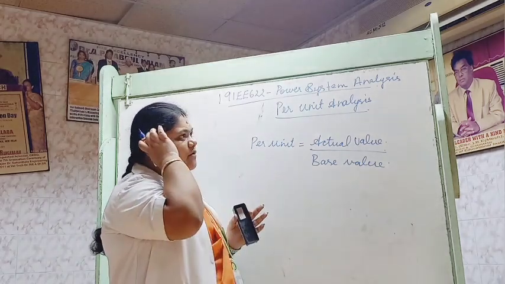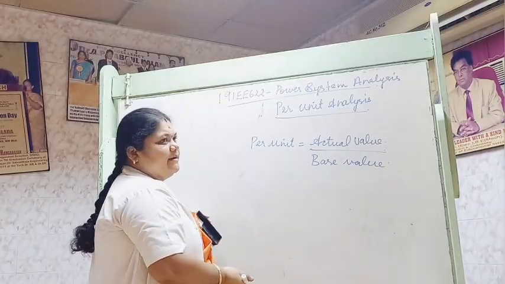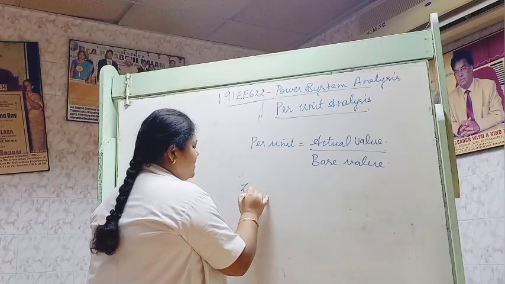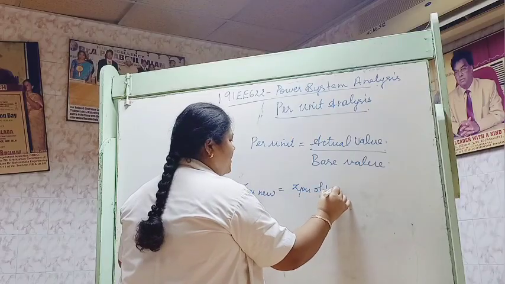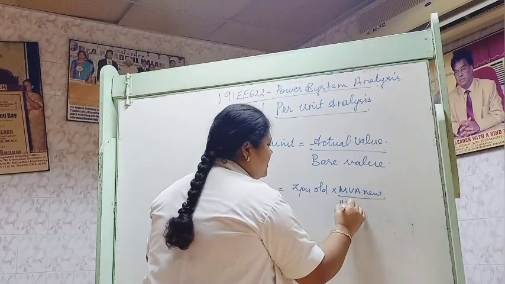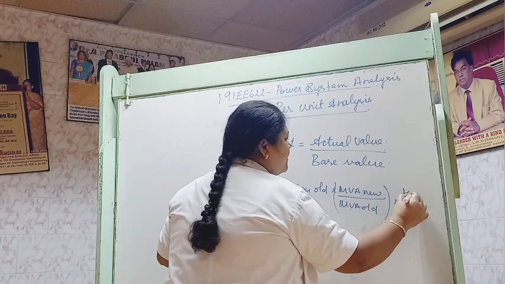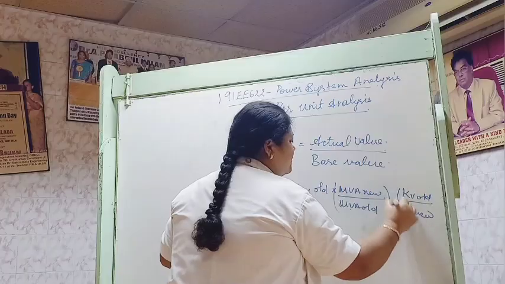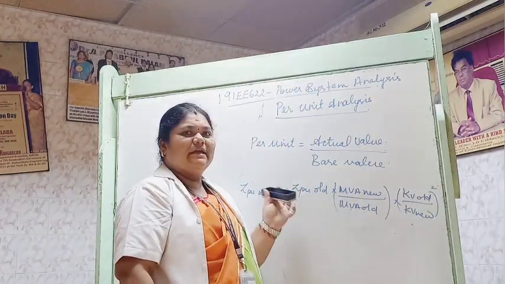If you are going to find the per unit of a generator or any component, this formula is modified into: Z per unit new is equal to Z per unit old value into MVA new divided by MVA old, into kV old divided by kV new, the whole square. The same formula is used for each and every component.